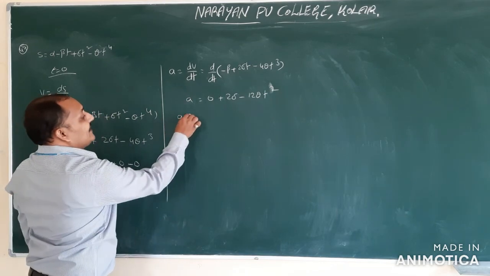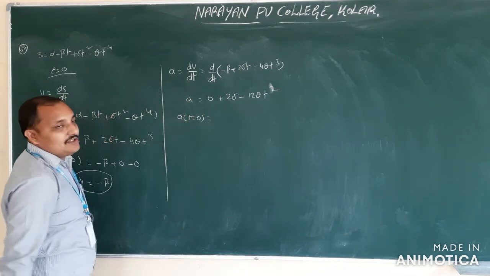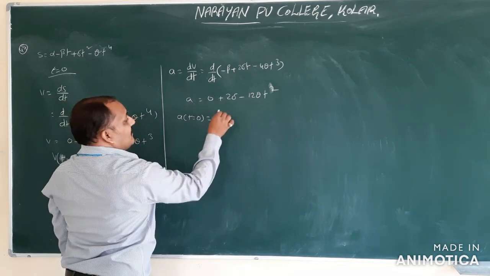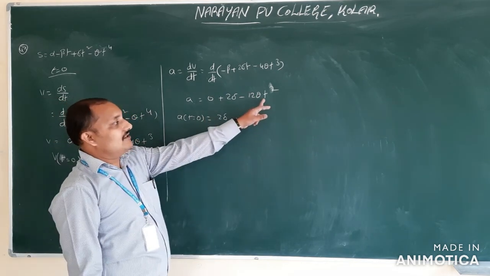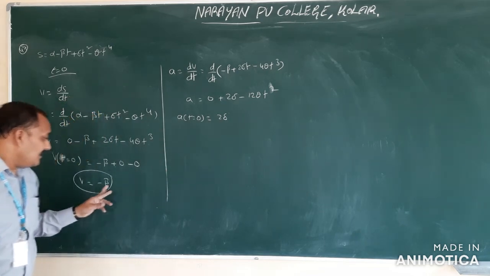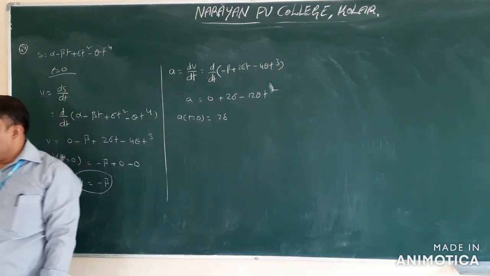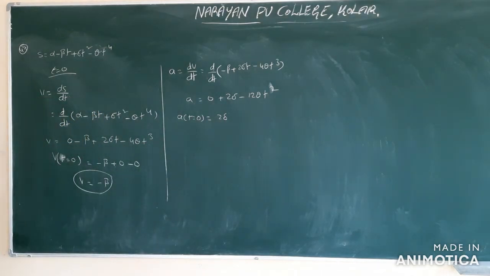Again, initial acceleration means t is equal to 0. t is equal to 0 means 2 delta. This value is going to become 0. Therefore, velocity is minus beta. Acceleration is 2 delta. So which is the option? So option 4.